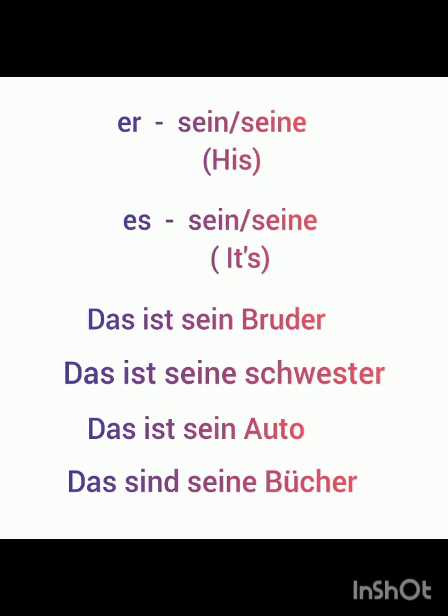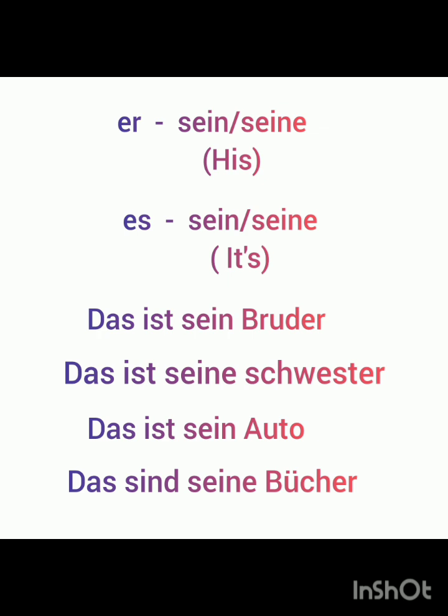Possessive pronoun of er is sein or seine, which means his. And possessive pronoun of es is again sein or seine, but here it means its. For example, das ist sein Bruder, which means that is his brother or its brother. Next is das ist seine Schwester, which means that is his sister or its sister.